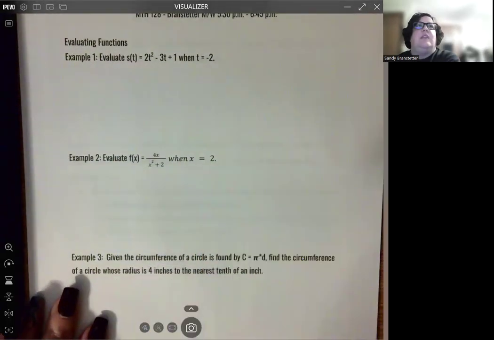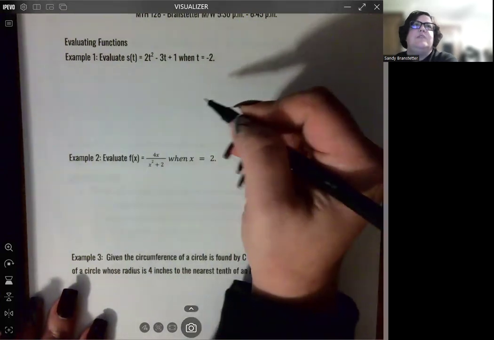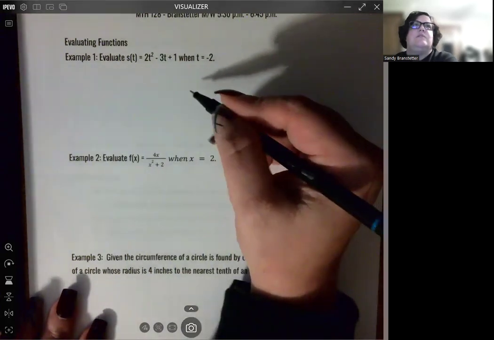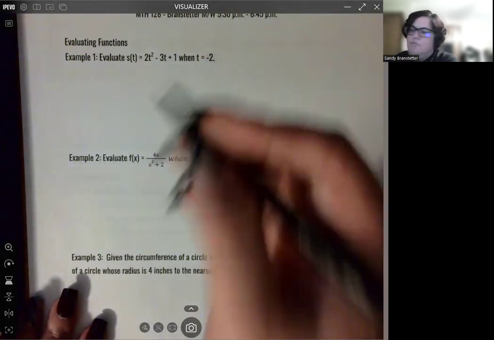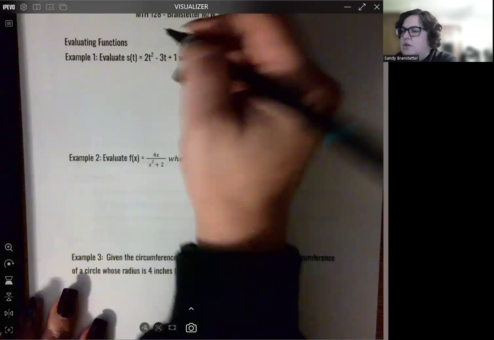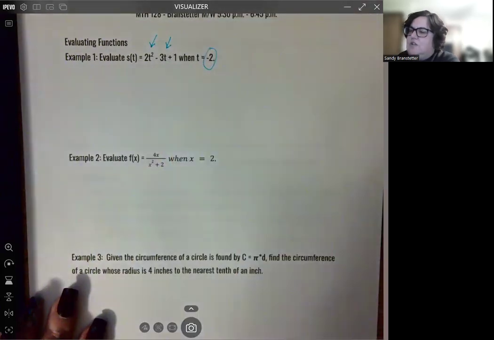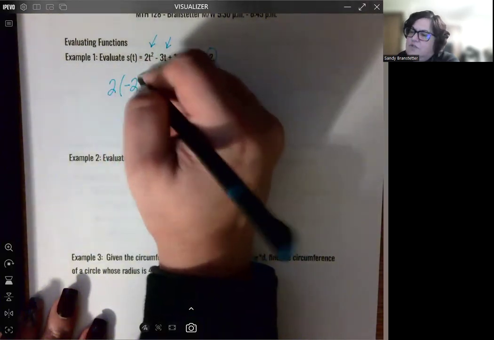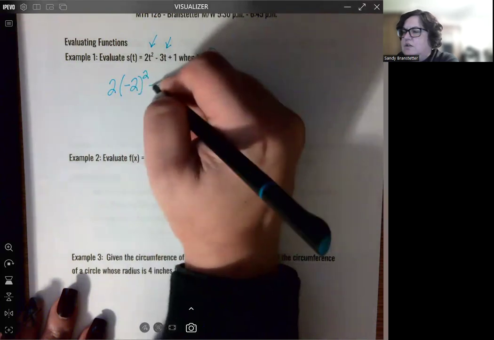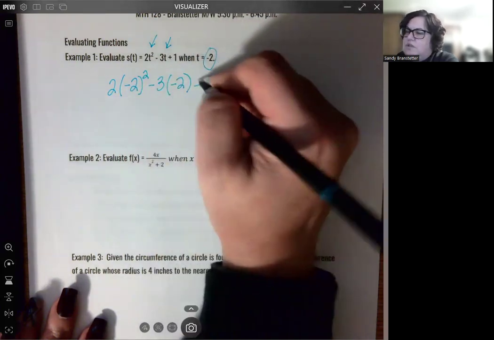The first one that I have here says evaluate s of t equals 2t squared minus 3t plus 1 when t is -2. The -2 is what you're going to plug in everywhere there's a t and solve. So 2 times -2 squared minus 3 times -2 plus 1.